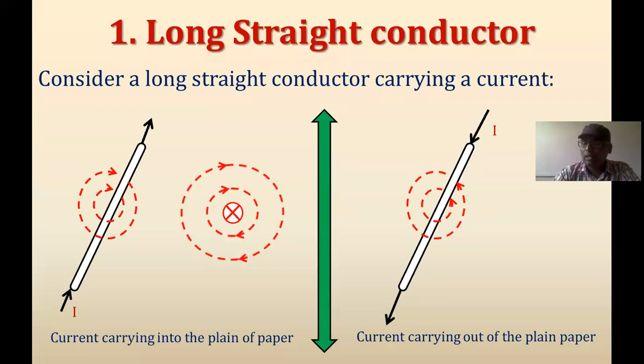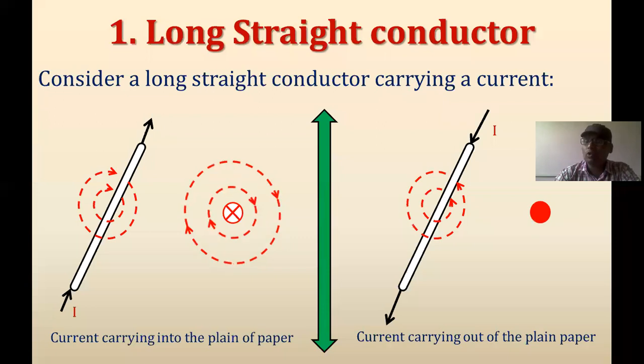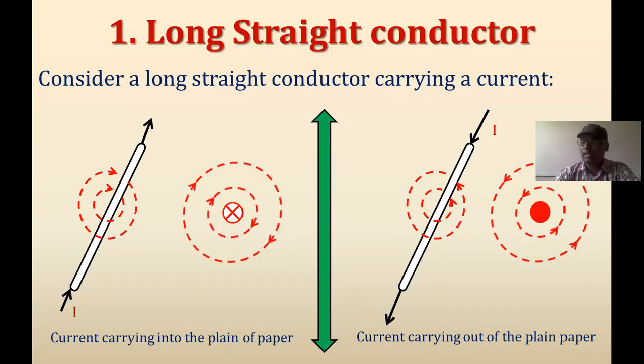When the current is flowing out of the plane of paper, we denote it with a dot. When the current is flowing into the plane of paper, we denote it with a cross. And when the current through the conductor is flowing out of the plane of paper, the magnetic field is produced in an anti-clockwise direction.